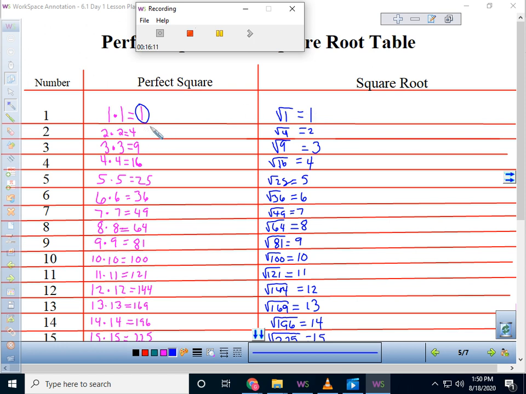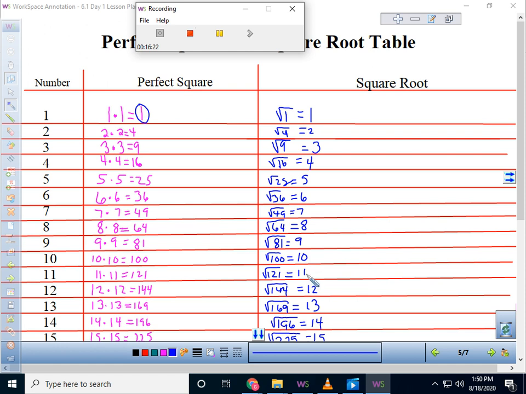So we already know the square root of 1 is 1. The square root of 4 is 2. The square root of 9 is 3. The square root of 16 is 4. The square root of 25 is 5. The square root of 36 is 6. The square root of 49 is 7. The square root of 64 is 8. The square root of 81 is 9. The square root of 100 is 10.